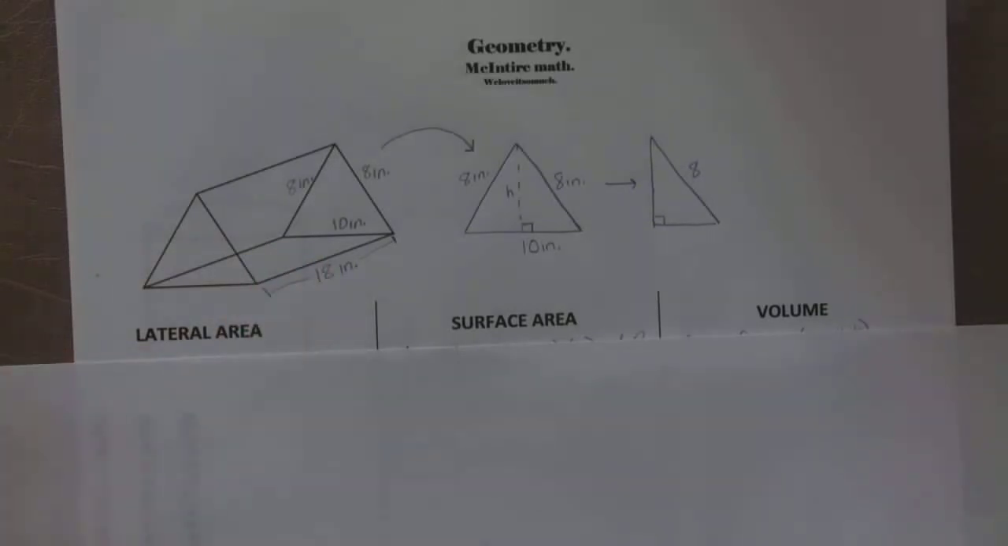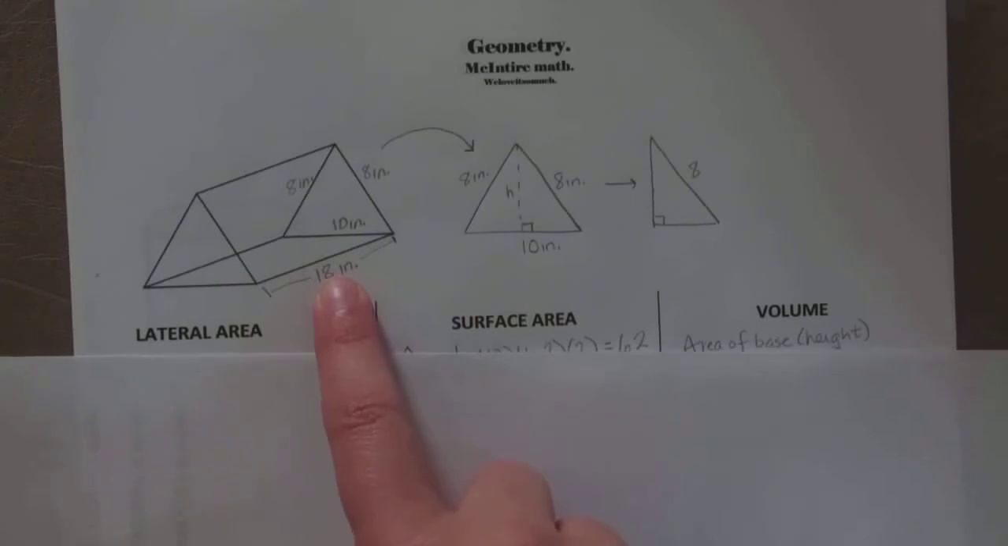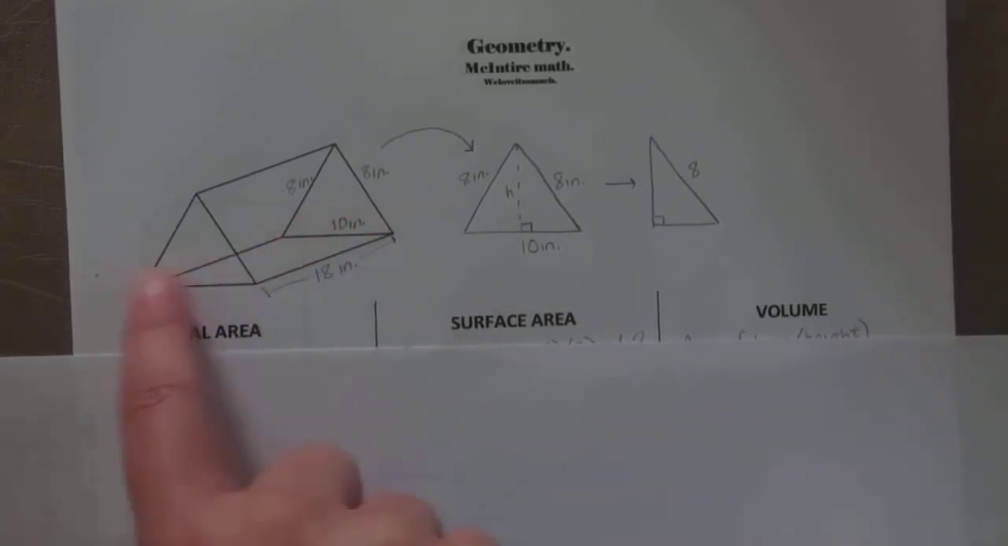So if you want to go ahead and fill in these values, this is 18 inches, 10 inches here, and then 8 inches on both sides of the triangle. So it is an isosceles triangle.